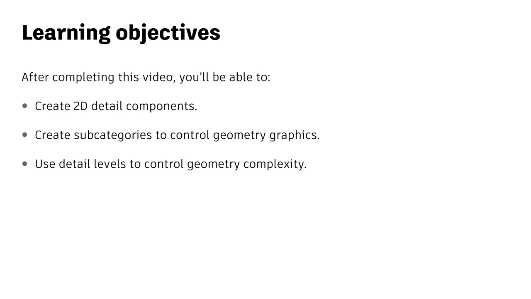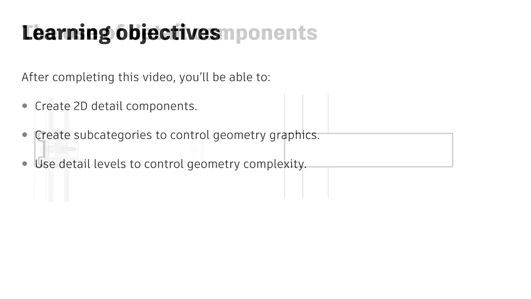In this video, you create a door swing detail component that can be nested into any door family. You also create subcategories to control the various line styles and thicknesses. Finally, you explore how detail levels are used to control the component's graphical complexity, both in 2D and 3D views.